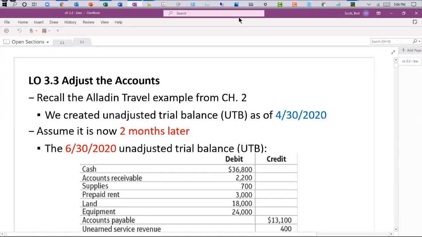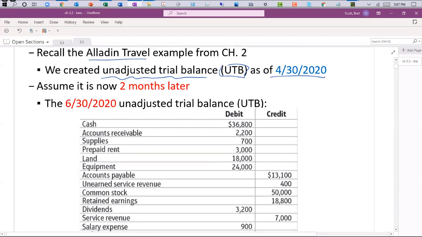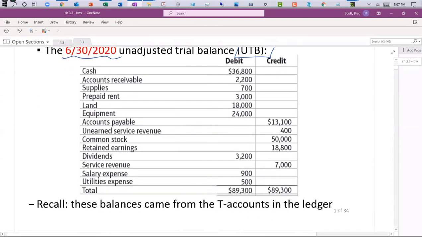3.3 talks about adjusting journal entries. We're going to start by recalling the Aladdin Travel example from chapter 2. Remember that we created an adjusted trial balance as of April 30th, 2020. That was 1 month after we started on April 1st. Now it is 2 months after that end date. So imagine 3 months of business we have been involved in. And now we come to June 30th, where we see a new unadjusted trial balance as follows.